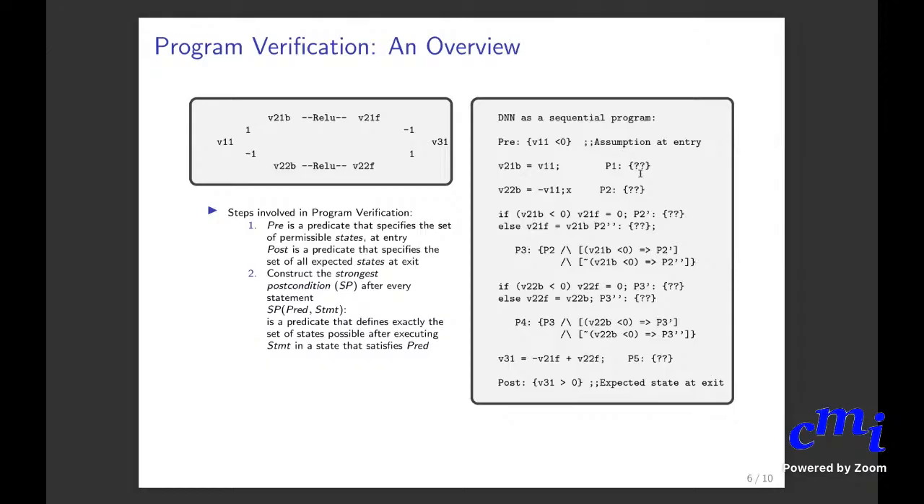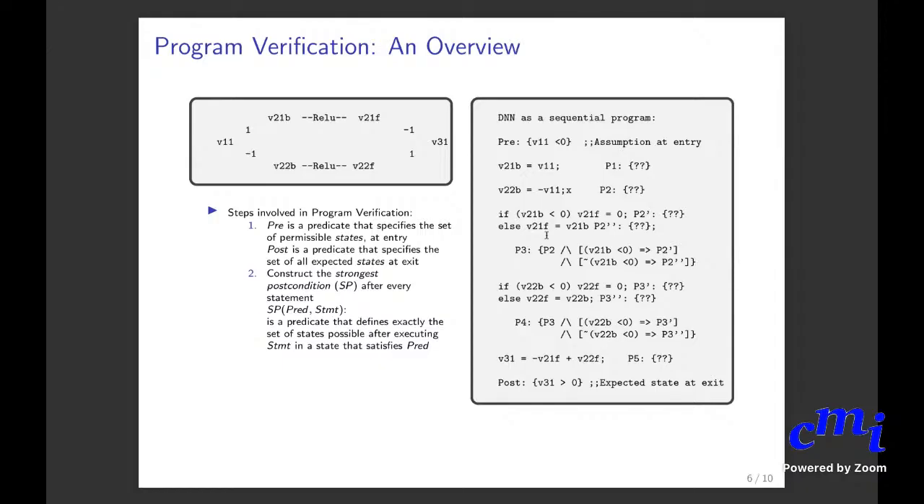What we did was to make the strongest condition, the predicate that is expected to hold after each assignment statement, and then you put them all together into a conjunction of each strongest postcondition, and that's how you made up the logical model for the DNN.